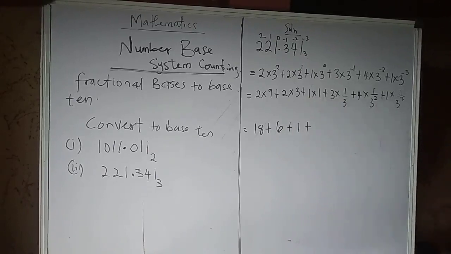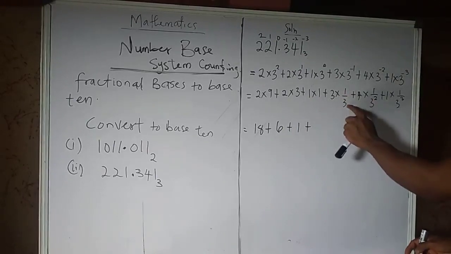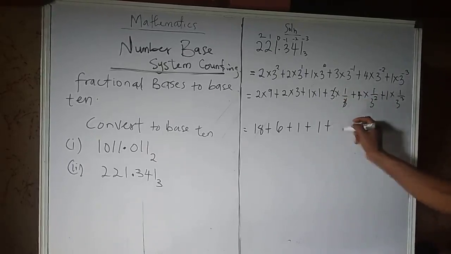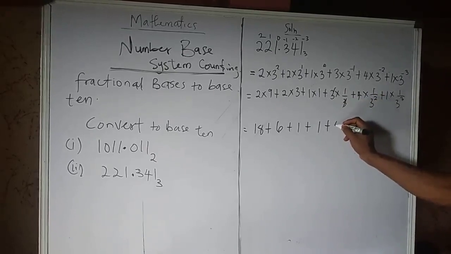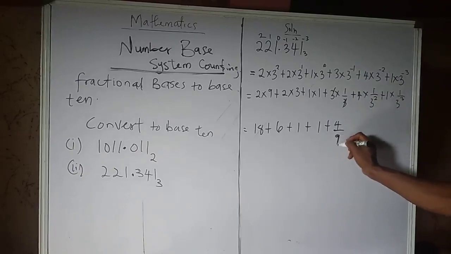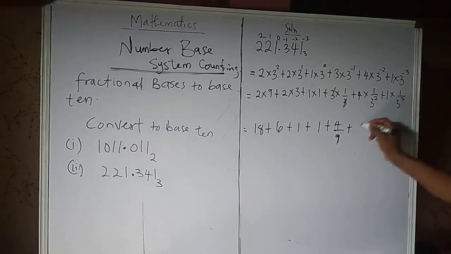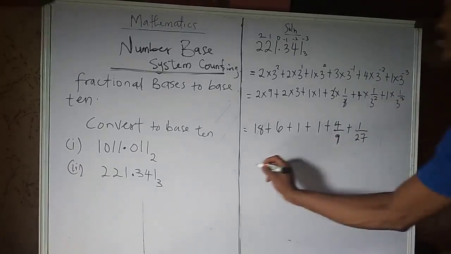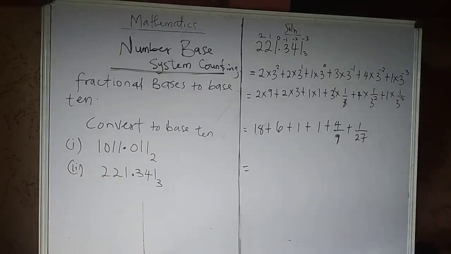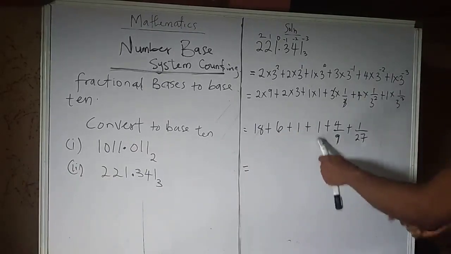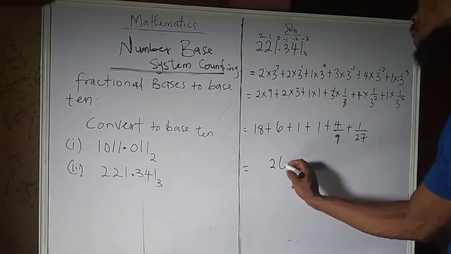Okay, so we are done with that part. Now 3 times 1 here is 3 divided by 3, so everything here will become 1. Alright, then plus 4 times 1 is 4, all over 3 raised to the power of 2, which is 9. Then plus 1 times 1, which is 1, all over 3 raised to the power of 3, which is what? 27. Okay, so let's sum this up. 18 plus 6 is 24. Yeah, 24 plus 1, 25. 25 plus 1 is 26. Okay, so we have 26.